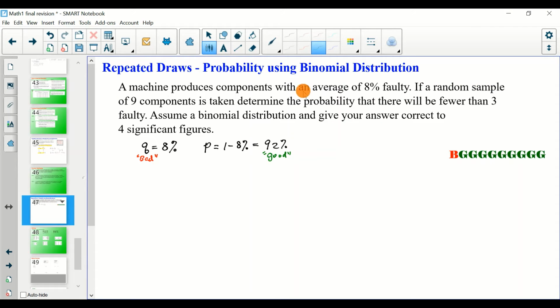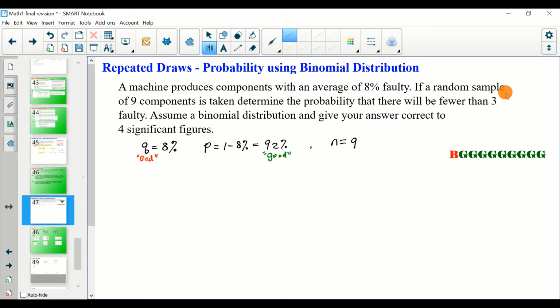If a random sample of 9 components is taken, so that's repeated draws. You take 9 different draws, 9 random draws. Therefore, my n here equals 9. And now it asks you for the probability that there will be fewer than 3 faulty, assuming a binomial distribution.